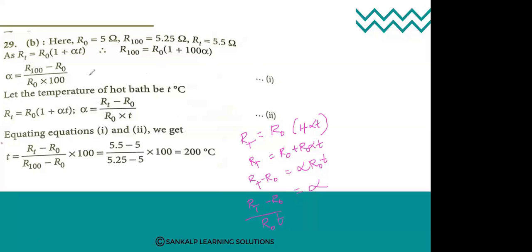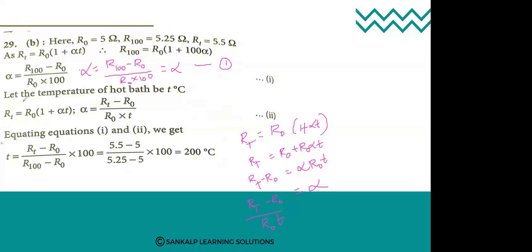Here is how they have simplified it. Alpha is equal to RT minus R naught upon R naught into T. For the steam point, it is the given steam resistance minus R naught, the ice point resistance, upon R naught into 100, the steam temperature, which is equal to alpha. This one they have named equation 1.